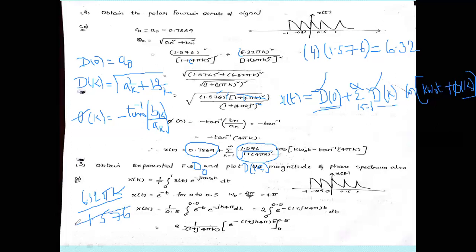1.576 gets cancelled with the 4 times to get the 6.32. So tan inverse minus tan inverse 4 pi k. Substitute this 4 pi k in this equation. So cos of k omega naught t minus tan inverse 4 pi k is the value of phi of k.